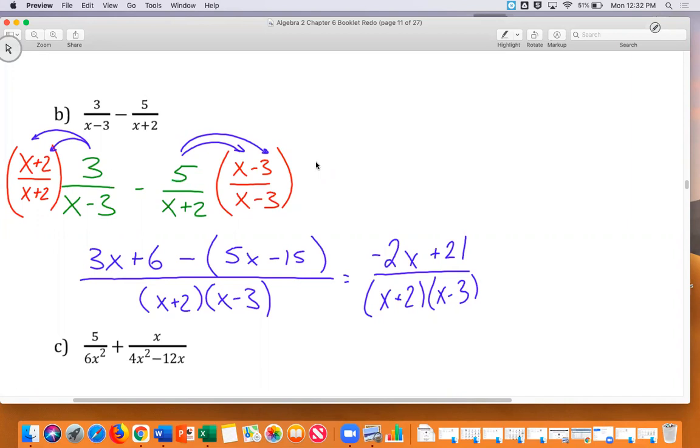Couple things. One, I can see where my domain is, right? If I asked you, hey, what's my domain? You could say all real numbers except for x equals -2 and x equals 3. You could see that easily. A lot of benefits to that.